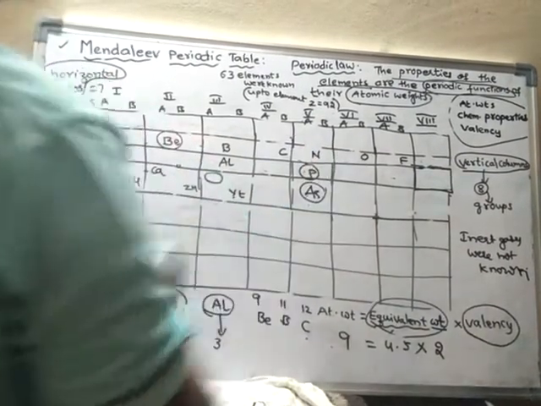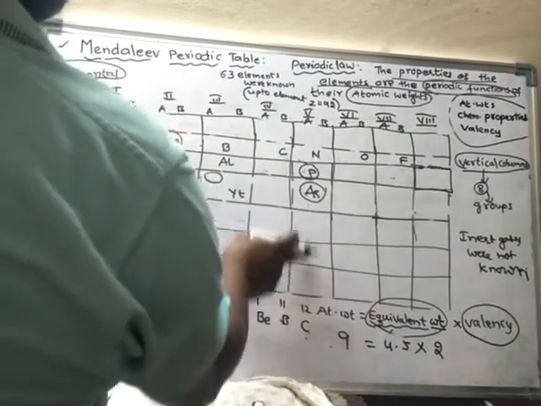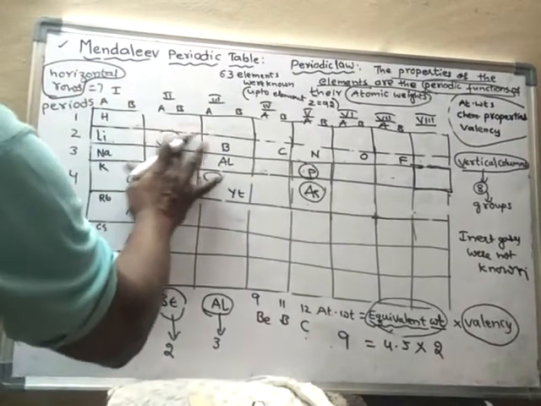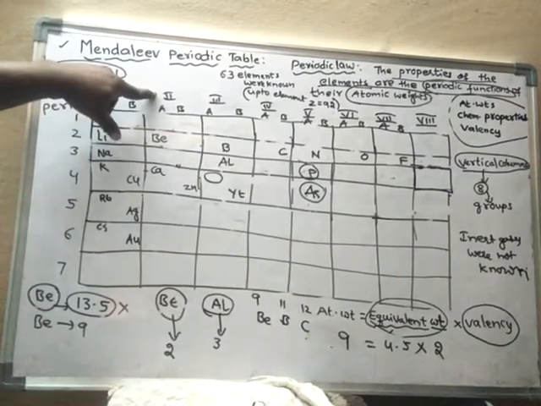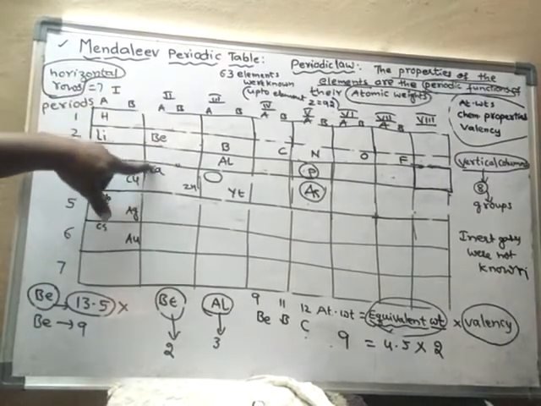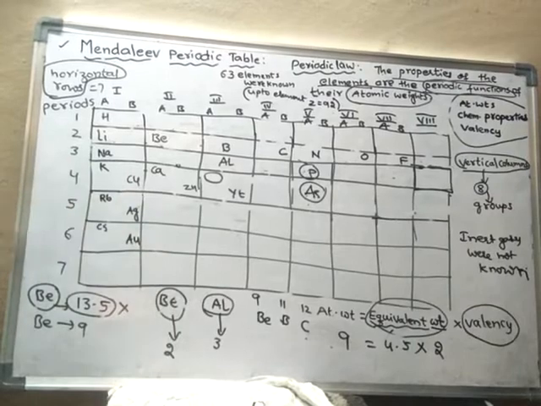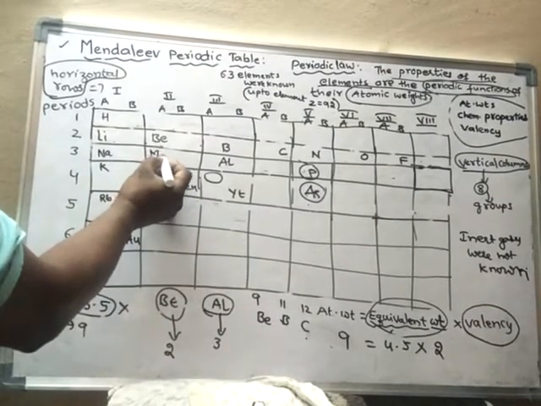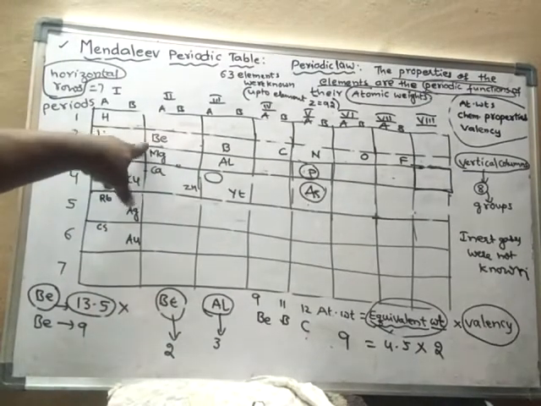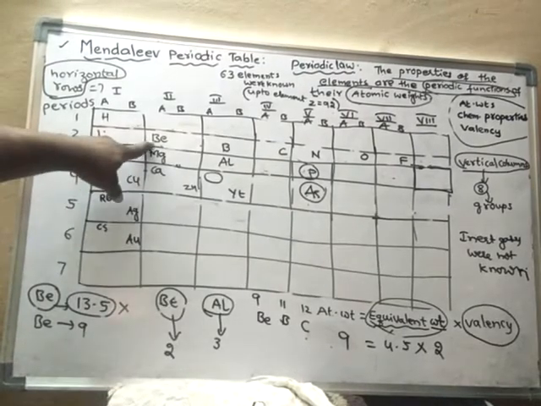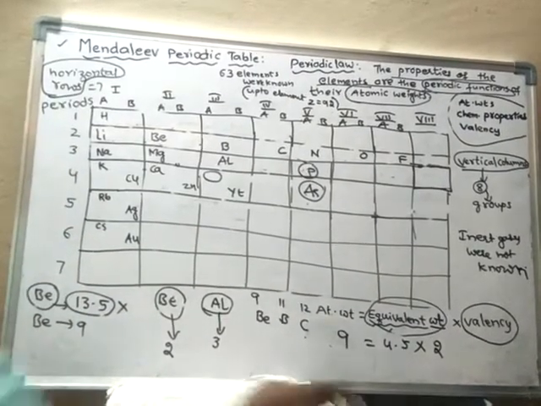And here he kept nitrogen. Nitrogen is showing similarity with these elements. Beryllium was placed here in the subgroup 2A, so beryllium shows similar properties with its other group members. So that means beryllium was given the right position by considering its atomic mass as 9.